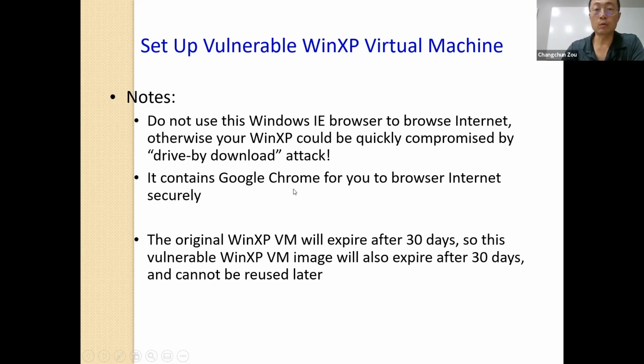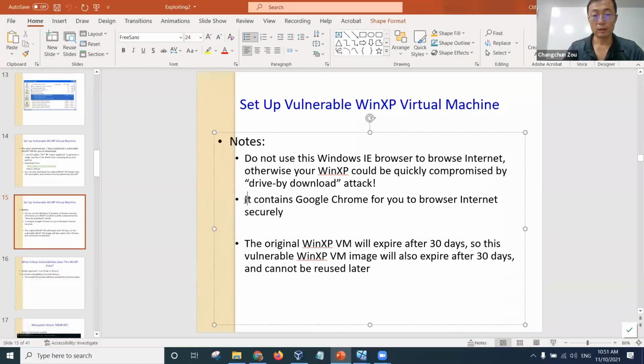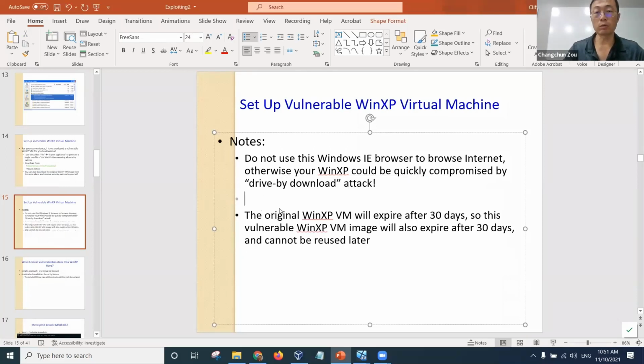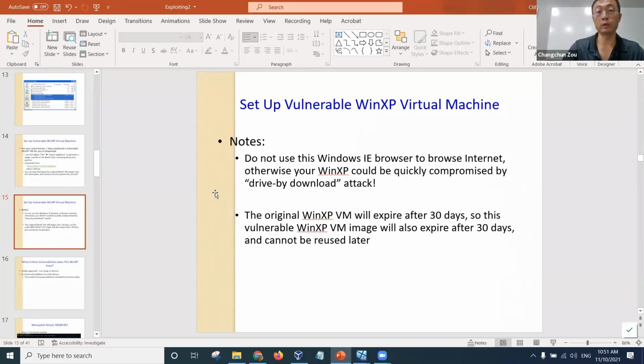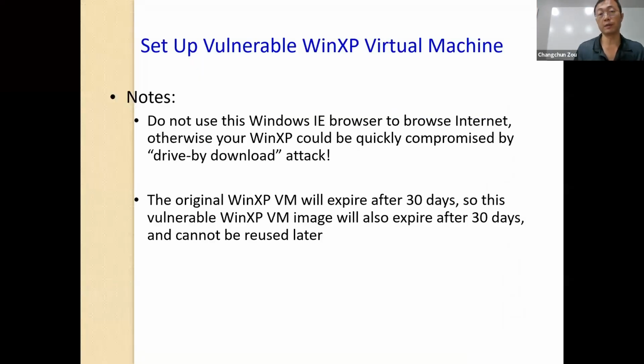I can install Google Chrome, because Google Chrome for Windows XP, when Windows XP was removed from Microsoft, they also stopped providing security patches. So whatever Google Chrome you download that can run on Windows XP is already many years old, and they haven't updated it. So using Google Chrome, if you download it, it would still not be secure. So don't use this Windows XP to browse the internet.